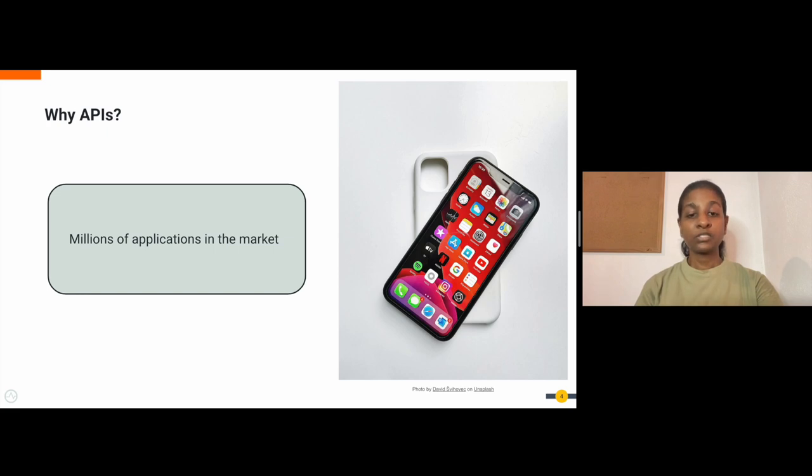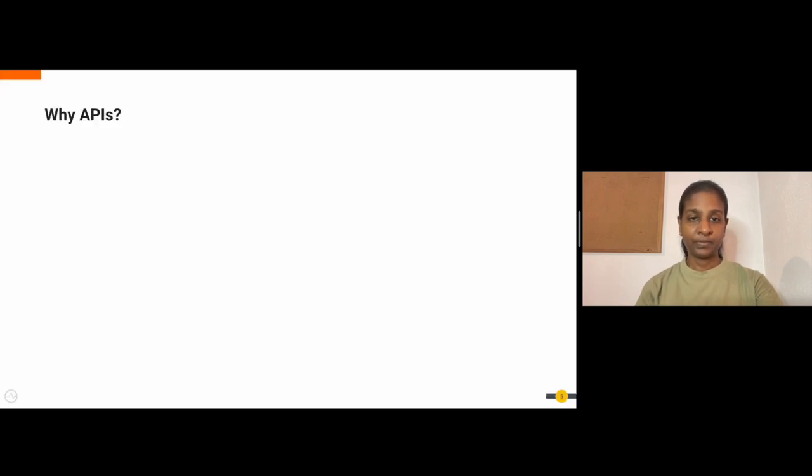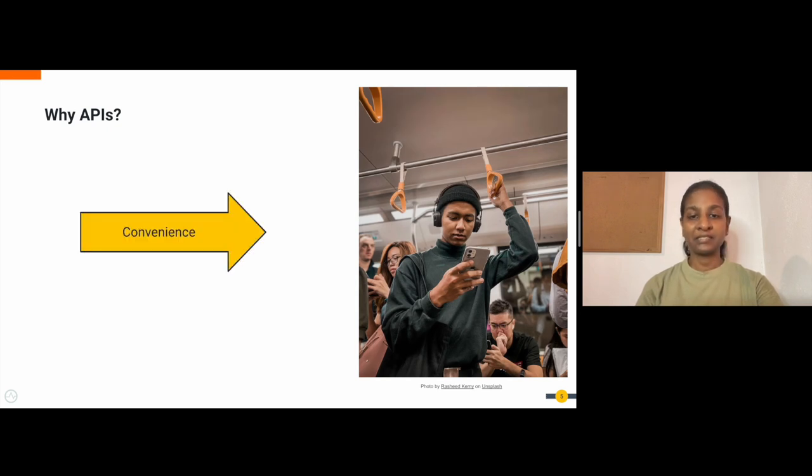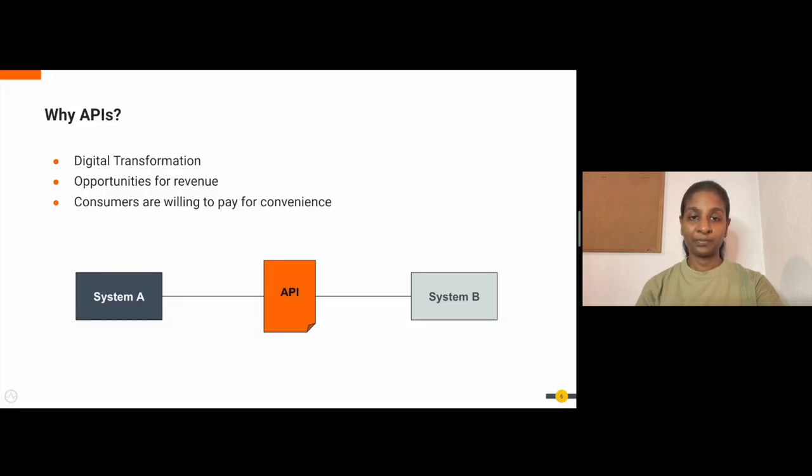But why is there such a high demand for apps? It is because we, as consumers of data and services, seek convenience. We need to get things done faster, easier, and cheaper. This demand has forced companies to adopt digital transformation more than any time in history. And this is creating a lot of opportunities for revenue because the consumers are willing to pay for convenience.